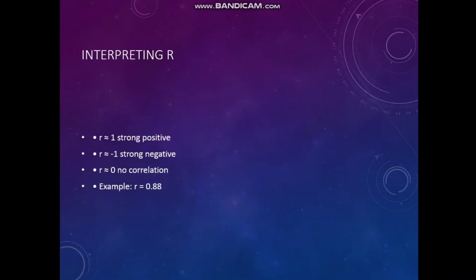If R is closer to +1, the correlation is strong and positive. If R is close to -1, it's strong and negative. If R is close to 0, there is no linear correlation. For example, R equal to 0.88 shows strong positive correlation.